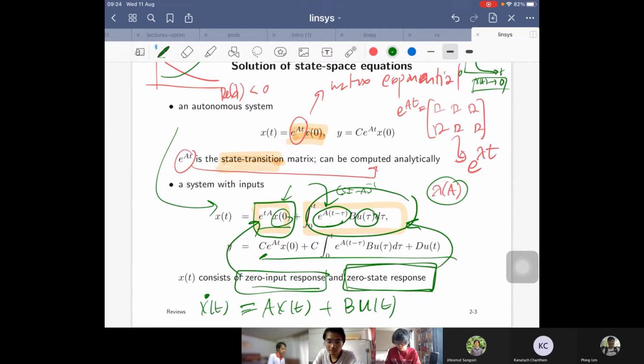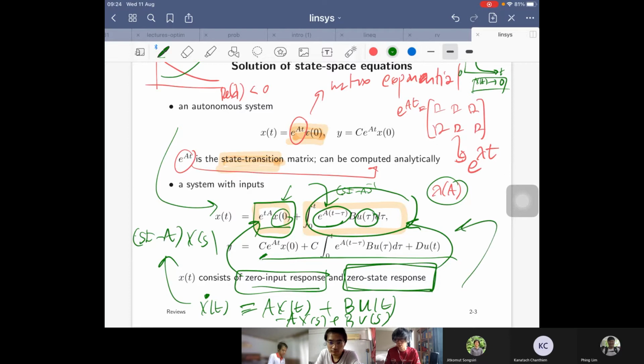Yes, okay. You see that we have all of these, right? Take the Laplace transform, sI minus A X(s) equals A X(s) plus B U(s), and then you solve the equation using the inverse Laplace transform. Please review.